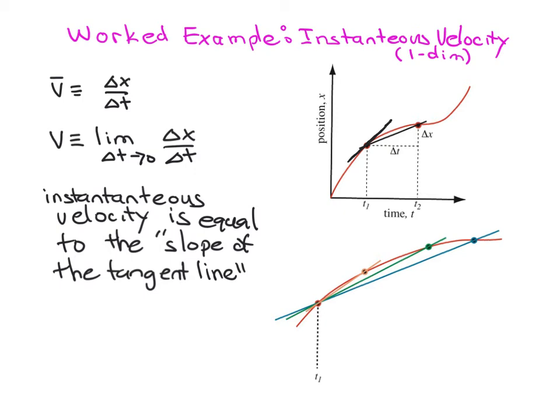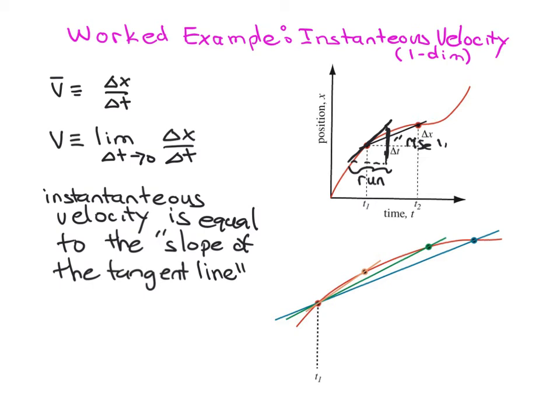And by tangent, I just mean it touches the curve at just that one point. And the slope of this line, of that tangent line, gives you the instantaneous velocity. And again, the way you calculate the slope of any line is to take the ratio of the so-called rise to the run. So the rise is this vertical distance here, and the run is this horizontal distance here. So let's see how that works in an actual example.